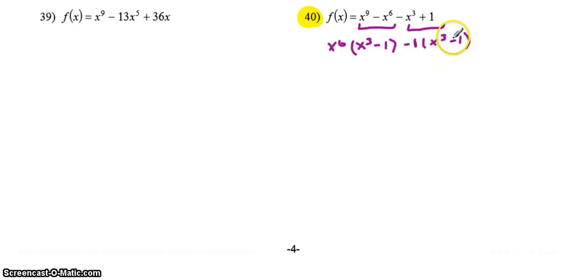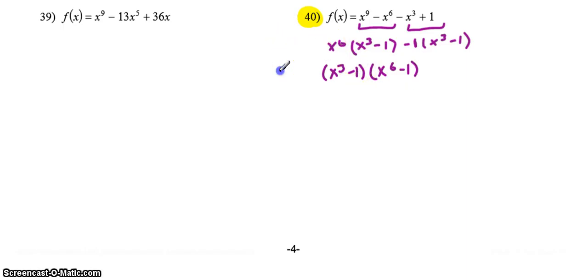Now to finish factoring by grouping, I take this binomial, x to the third minus 1, and factor it out of the entire expression, and I'm left with x to the sixth minus 1. Okay, now, look at this. X to the third minus 1. That's actually a difference of two cubes. X to the third is a cubic number, because x cubed is x to the third, and 1 is a cubic number. 1 times 1 times 1, or 1 cubed, is 1.